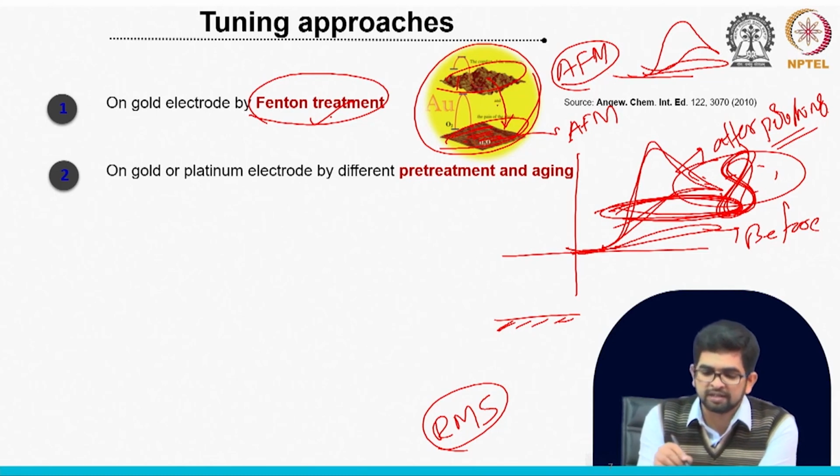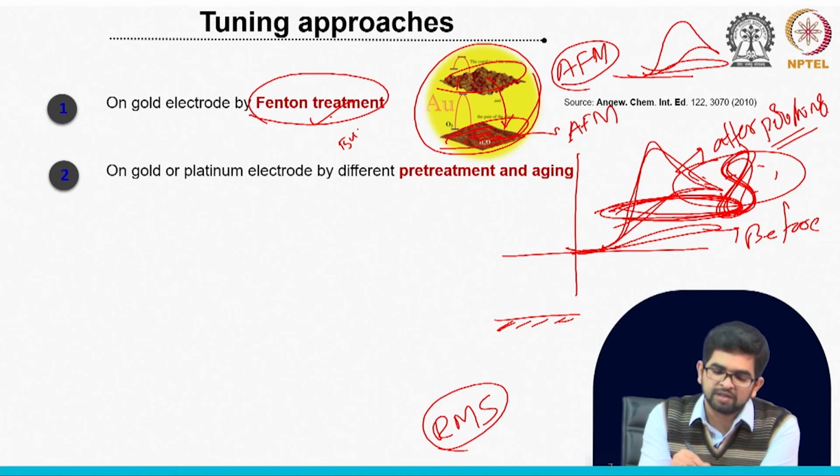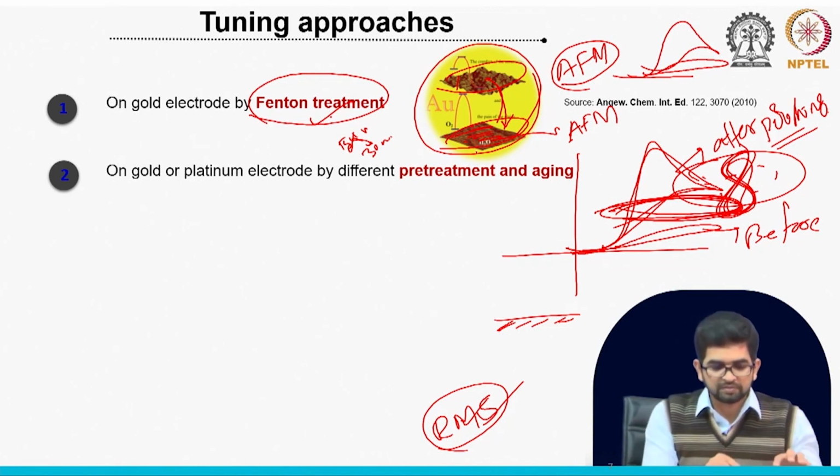Depending on the degree of this treatment, like how long you want, maybe 15-minute treatment or maybe 30-minute treatment. Depending on this treatment time, you can change the surface roughness, this RMS value, root mean square value, and you may get different activity. Clear? And this way you can tune the activity.